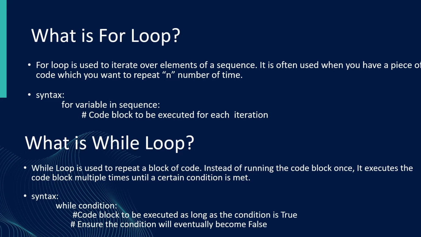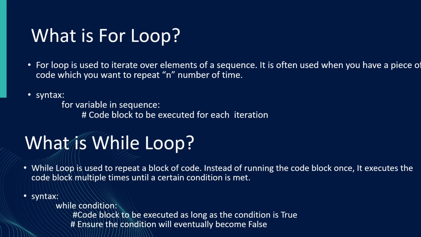We have two different types of conditional loops in Python. The very first is the for loop and the second is the while loop. A for loop is used to iterate over the elements of a sequence, which means that if you want to iterate over the elements one by one until the last element, then you make use of a for loop.